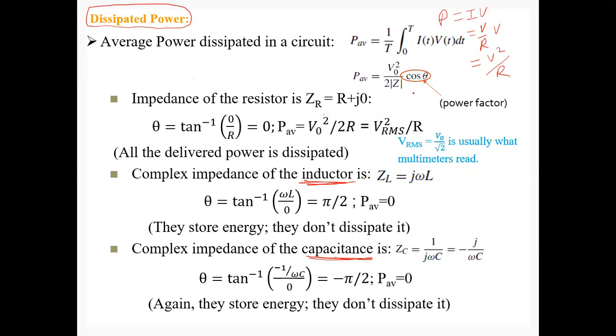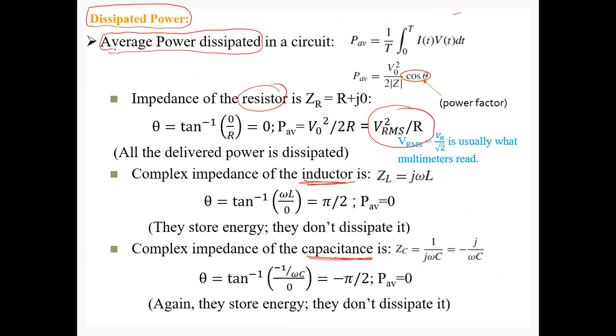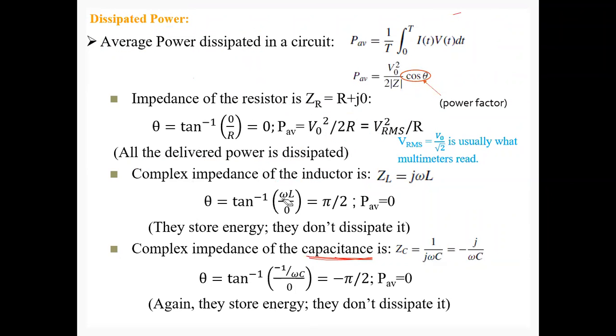Now let's look at this. This is the power lost in the circuit by the resistor. The average power dissipated in the circuit by the resistor is this guy. It means all the delivered power is dissipated, because the source delivers V squared over R and everything is done. All the power delivered by the source is dissipated in the resistor. How about the inductor now? What happens in the inductor?